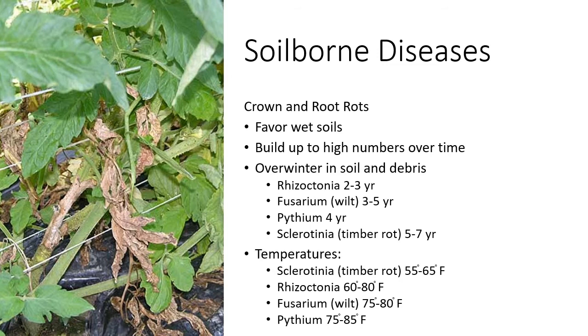Their optimal or preferred temperatures for activity: the Sclerotinia, the timber rot pathogen, cooler soils, 55 to 65 degrees Fahrenheit. Rhizoctonia, a little warmer, 60 to 80. The wilt pathogen, Fusarium oxysporum, 75 to 80 degrees Fahrenheit. And Pythium, there's a very wide range because we have a lot of Pythiums available, but some of those a little bit warmer.